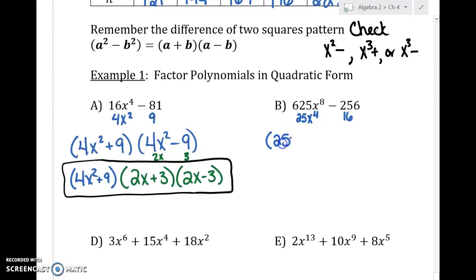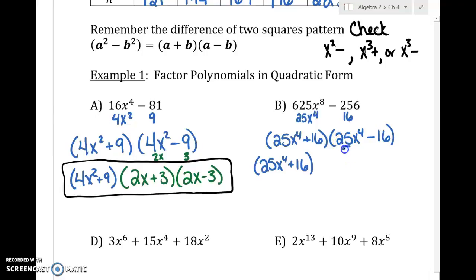So 25x to the fourth plus 16, 25x to the fourth minus 16. We don't have any special patterns for x to the fourth plus, so that one's done. But 25x to the fourth minus, I know it's not x squared minus, but it's x to the fourth minus.